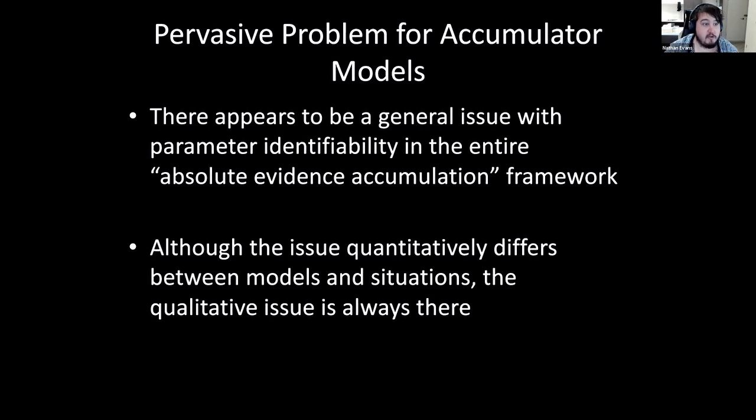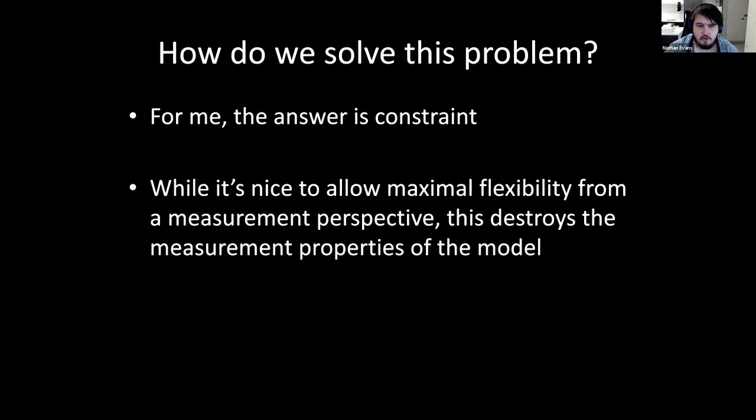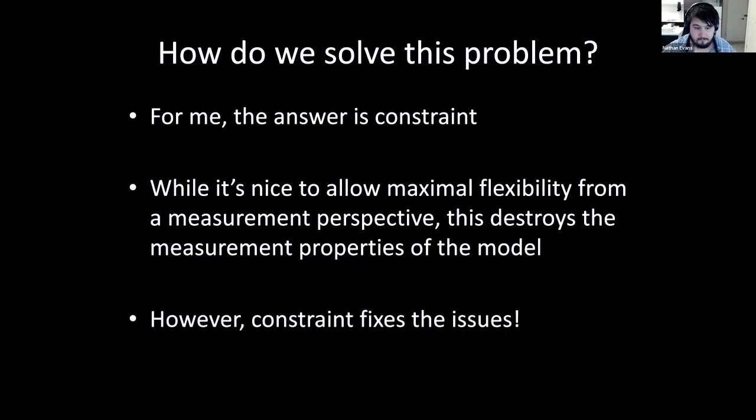But like anything, there are solutions to this problem, right? For me, the answer, as it has been in many cases, is constraint. We need to well constrain the models. Now, although when we're doing model application we want to allow maximal flexibility, this can sometimes destroy the measurement properties of the model. And this is the case with the LBA and these other absolute accumulation models and thresholds. If you allow them to be as flexible as possible, it destroys their measurement properties, and you can't reliably estimate threshold anymore. You can't reliably estimate caution anymore.